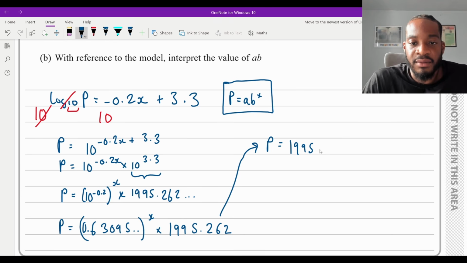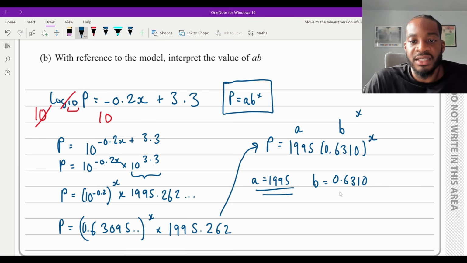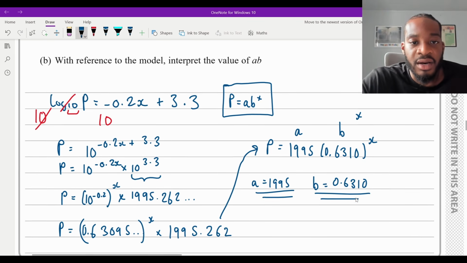And then B is that number there. To four significant figures, that's 0.6310, isn't it? So it's going to be 0.6310 to the power of x. So we can see quickly that's our A, that's our B to the power of x. So therefore A is going to equal 1995 and B is going to equal 0.6310. And that is it. That is part A done.